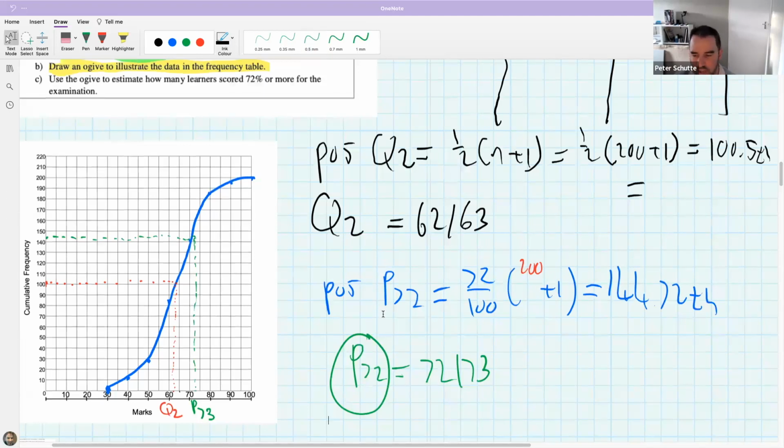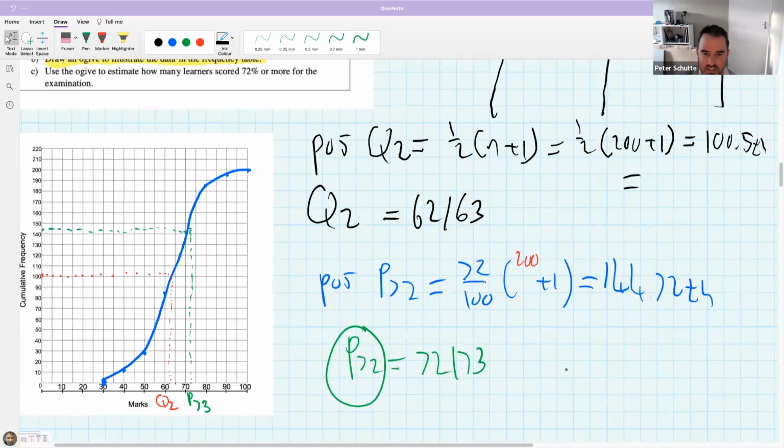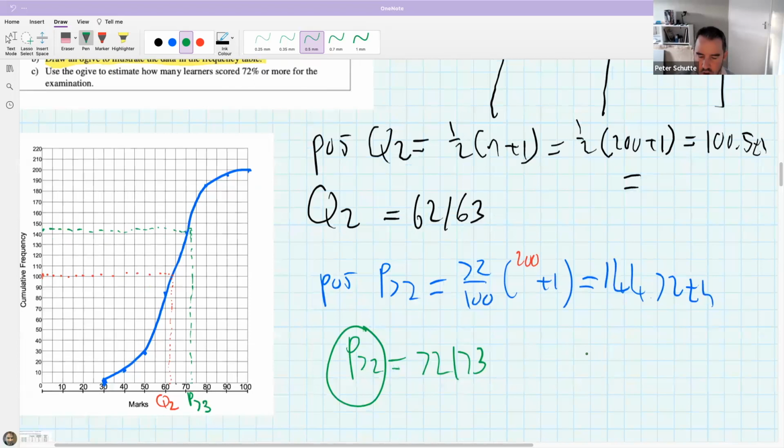Now, along the same idea, if I said to you, what is the value of the 90th percentile? I want you to work out for me what is the 90th percentile, which is also going to involve you working out the position of the 90th percentile. Go ahead and do that for me. What is the value or the estimate of the 90th percentile? The 90th percentile is the value at which 10% of the students get above it and 90% get below it.